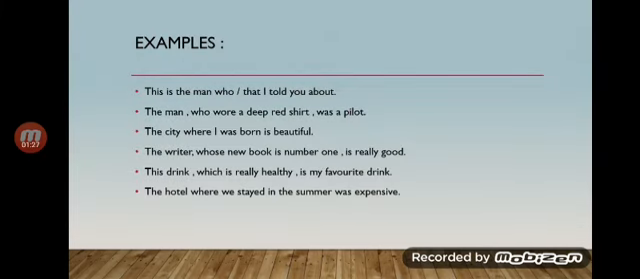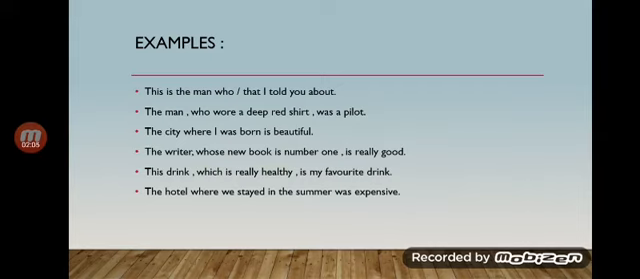Then, these are some examples. The examples are as follows. This is the man who, or that, or you can omit both of them, I told you about. You can say, this is the man I told you about, and this is the man who I told you about, and this is the man that I told you about. All of them are correct. And you can, of course, omit who and that in this case, because after that you have a subject, you don't have a verb.